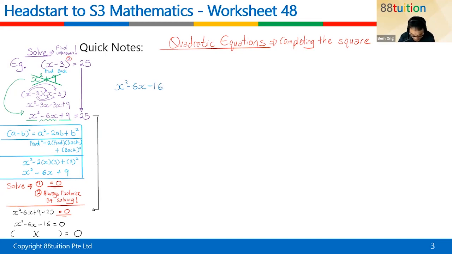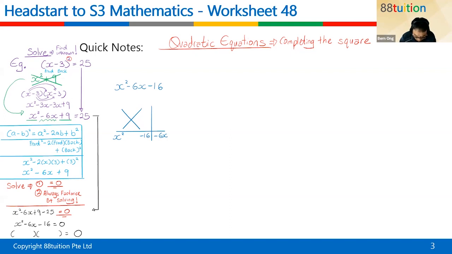There are 2 methods. The first method is to use your cross factorization method. Some of your schools are still teaching this method. This is an old school method. This is actually the method that I learned long time ago in my school. So I'm not very young. Okay, so x squared put down here, minus 6x put down here, and minus 16 put down here.